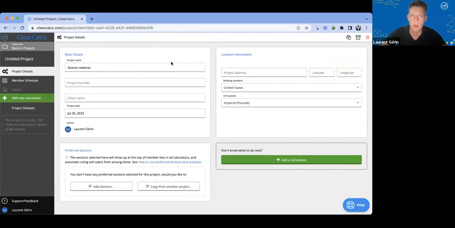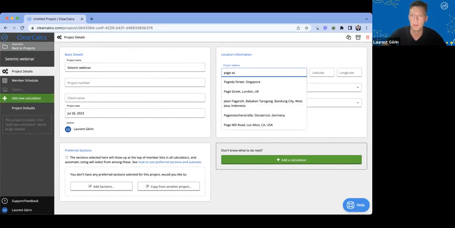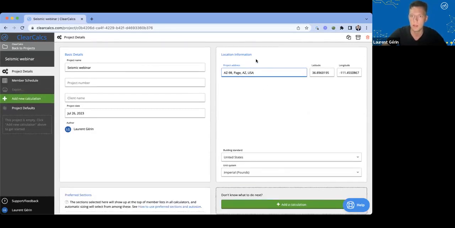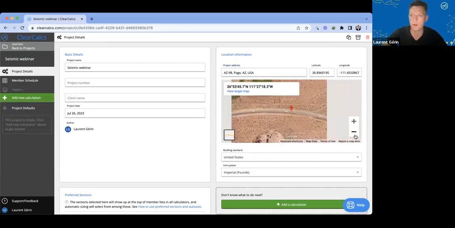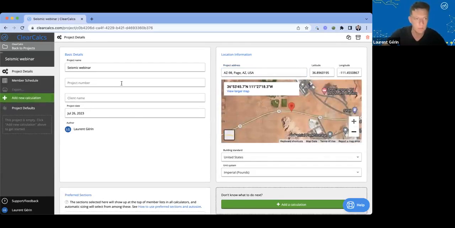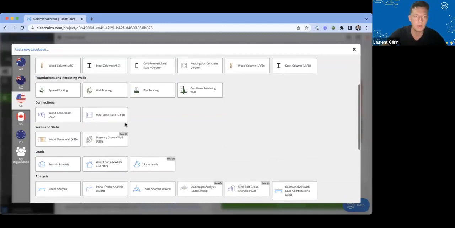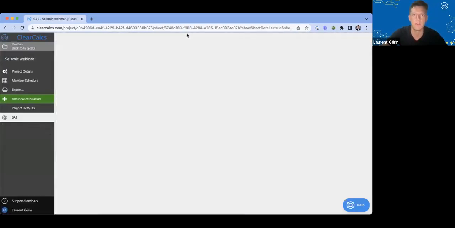Yes. Okay. So this is the ClearCalcs project interface. Most of you will probably be familiar with this. I said we were in Page, Arizona, so I'm just going to type in Page, Arizona. Perfect. We'll just pick this address. We're going to be building something right here. So first thing I'm going to do, I'm going to create a seismic load calculator. So I'm going to scroll down to my loads section, select my seismic analysis, and create this now.